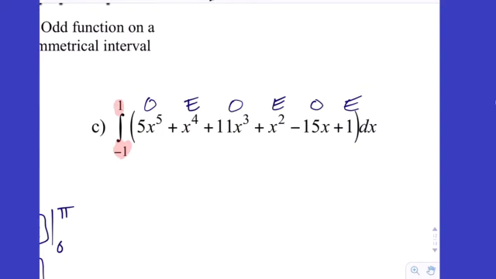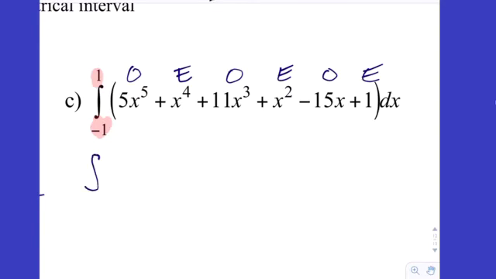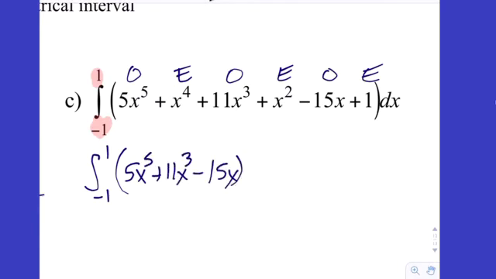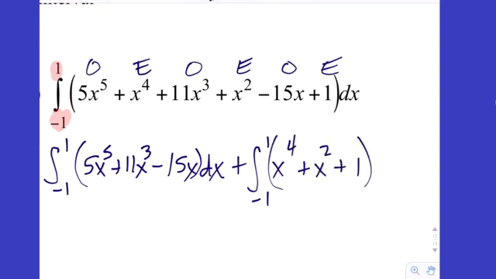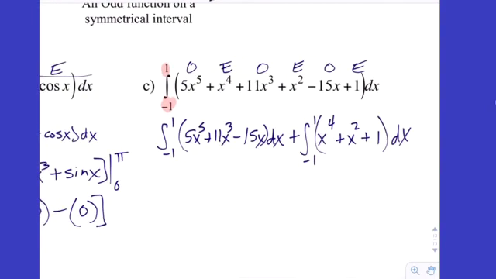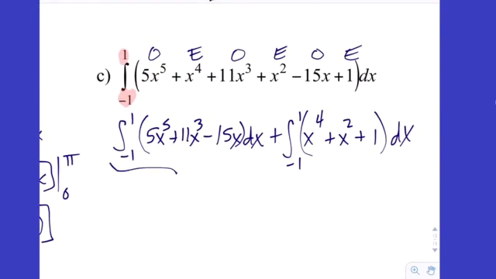Now, anyone ever heard of the associative property of addition? Yeah, good. So we can not only associate odd terms together, but the property of integrals says we can give them each their own integral. So let's put the odd guys in one, weirdos. The integral from -1 to 1 of 5x to the 5th plus 11x cubed minus 15x dx, plus the integral from -1 to 1 of x to the 4th plus x squared plus 1 dx. Now, why would we want to do that? What becomes of the first integral?